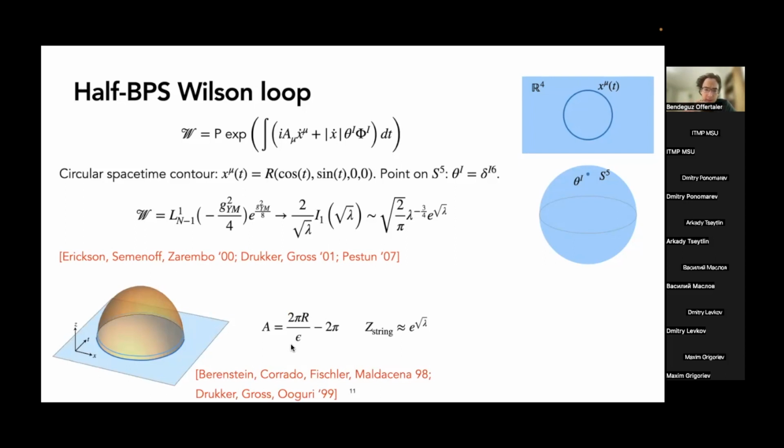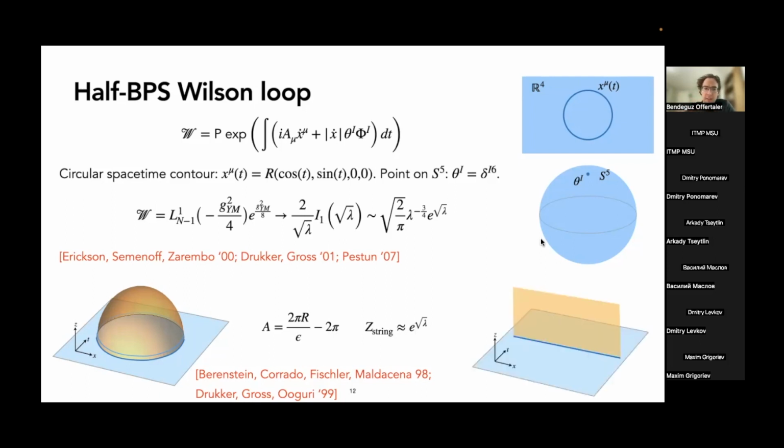Alternatively, we can more precisely add a boundary term to the action that makes the total action finite. Either way, the renormalized area is minus 2π, and the string partition function in the strong coupling regime, in the supergravity regime, is given by e to the root lambda, in agreement with the gauge theory result.